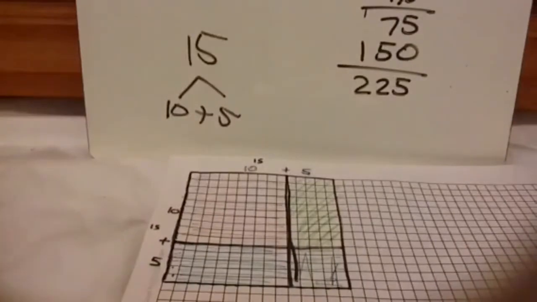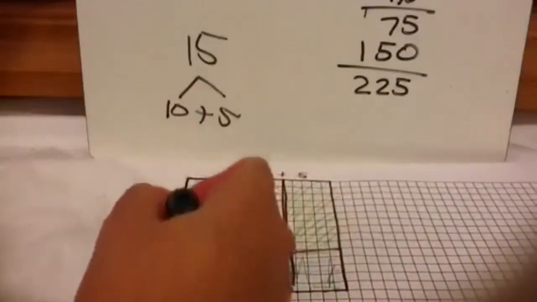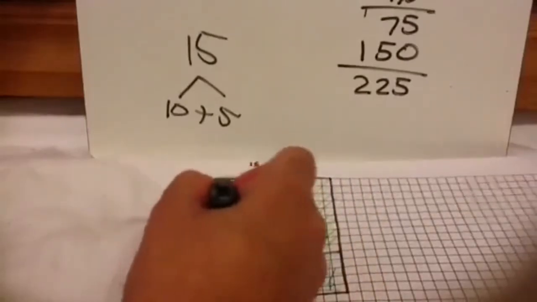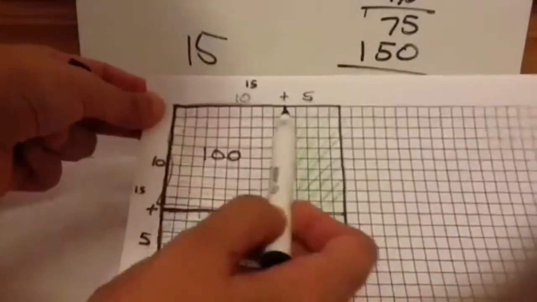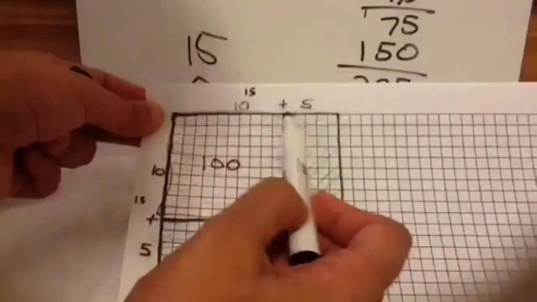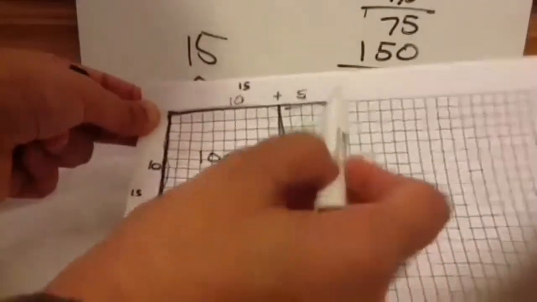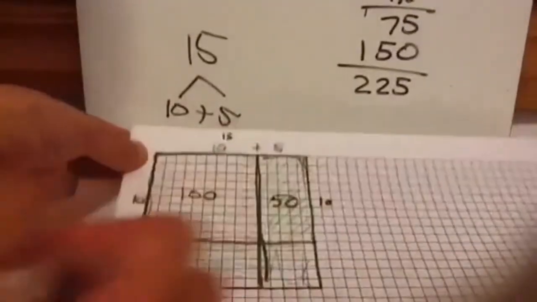Okay, so a 10 by 10. Now you're going to look at each section on its own. 10 times 10 is 100, because I know it's a 10 by 10. If you look at just this array, that's a 10 by 10, so that's 100. This is 5. This side here is 10. So 5 times 10 is 50.